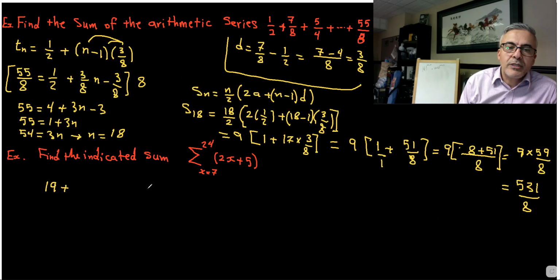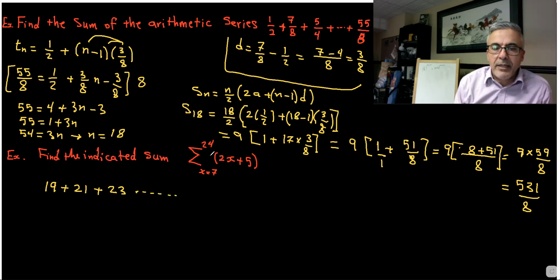And then plus, because sigma notation means the summation. So you're adding, so it's going to give you a series. I'm going to plug in the next number to 7, which is 8. 2 times 8 is 16. 16 plus 5 is 21. Plus, the next number, which is 9. 2 times 9 is 18. Plus 5 is 23. And this sequence is going to go on.